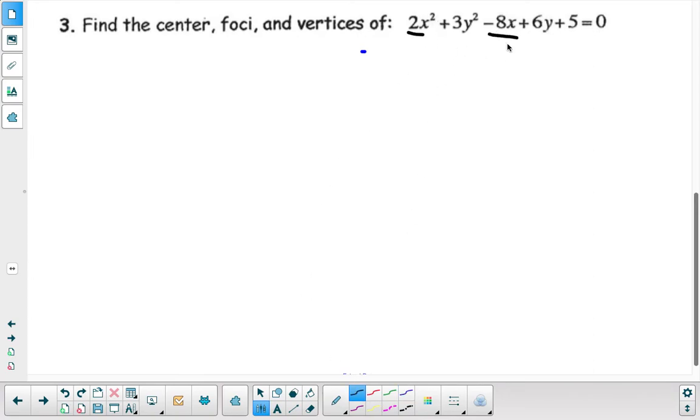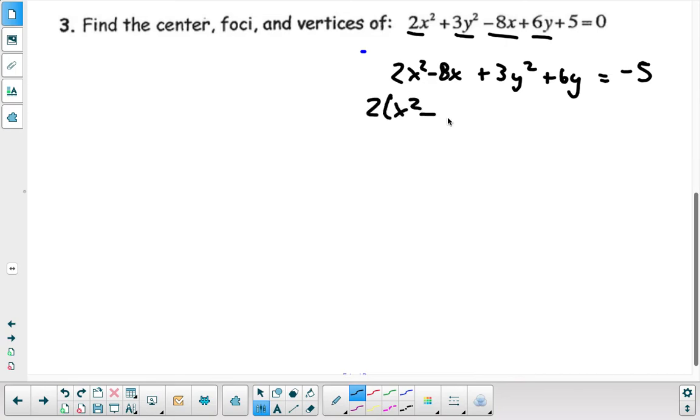The key is you want to get all of the x's together, and you want to get all of the y's together, and you want to get everything else, basically the constant, to the other side. That should be squared. And the next step is you want to factor these separately. So you want to factor out the coefficient, which is 2 for x squared. And you want to factor out the 3.